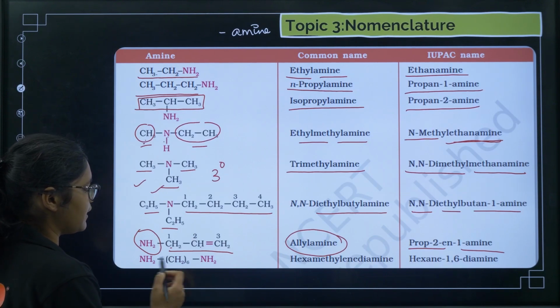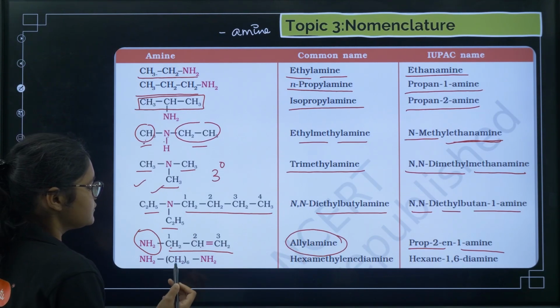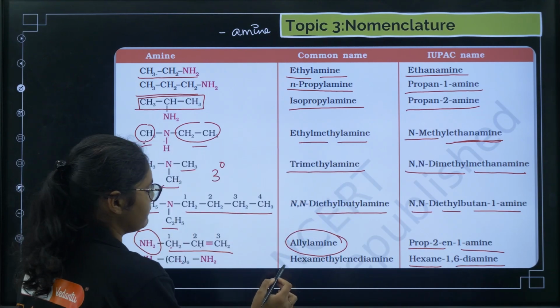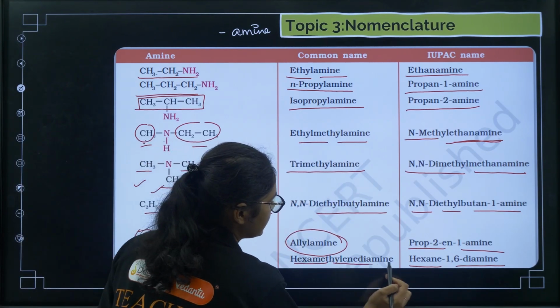Next, if you see, we have 2 amine groups and a 6 carbon chain. So you have here hexane-1,6-diamine, and here you have hexamethylene diamine.